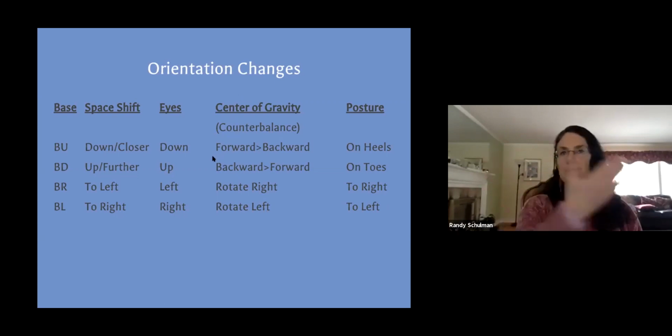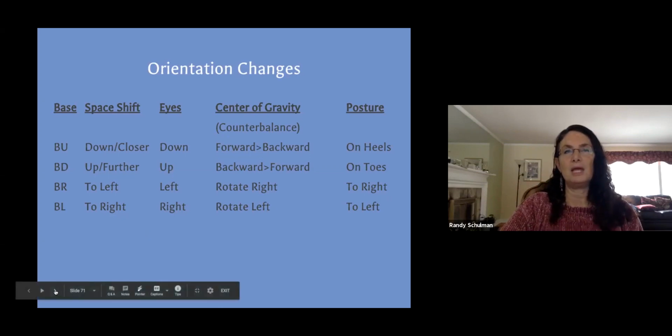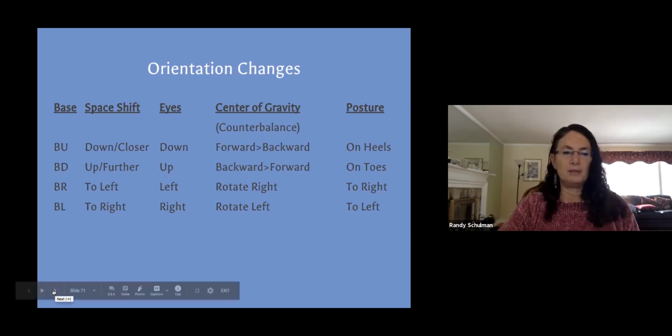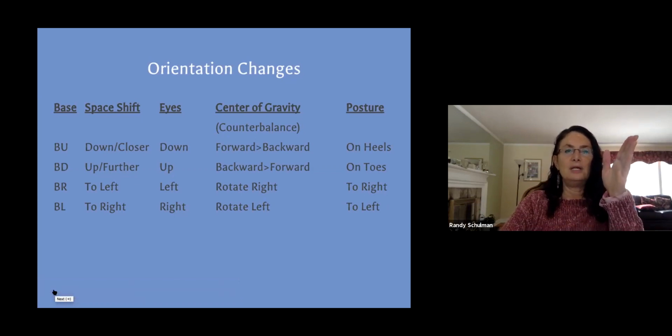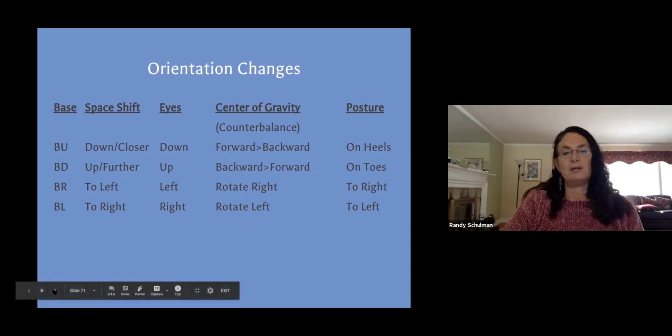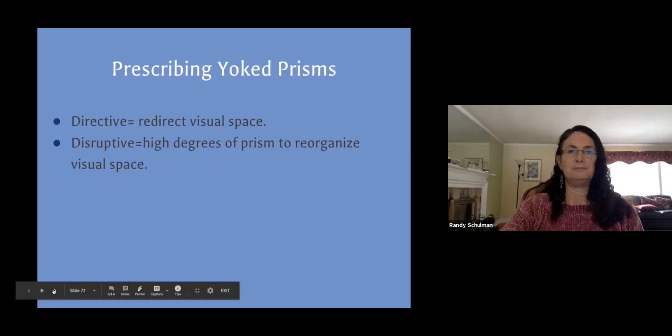Base right and left will have rotational effects. So remember, if you have somebody that has a head turned slightly in one direction or the other, you can actually use base right or left prism to help orient them. Padula talks a lot about visual midline shift. So sometimes people have a midline shift after an injury, typically. So then you can use base right or left to help orient them.